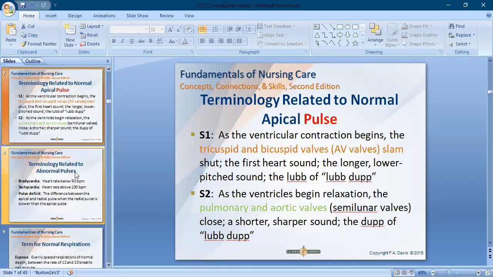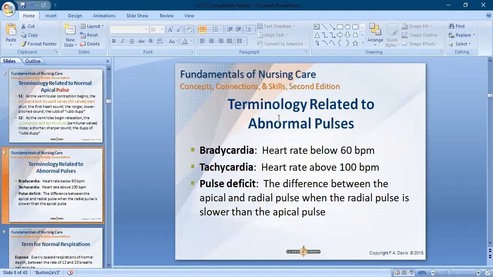And go next here, some terminology related to abnormal pulses, right? Abnormal pulse related. So now we're talking about the pulses.